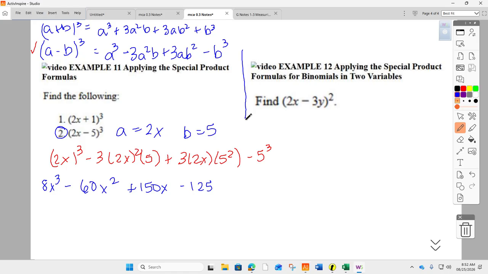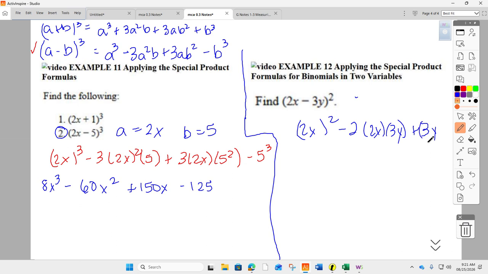And lastly, we're going to practice squaring a binomial that has 2 different variables in it. So different variables in first and second term. But the thing is, it's just the same, right? It's still going to be the first term squared, minus 2 times the product of the terms, plus the last term squared. So the first term squared, 2x. I'm going to put in a few more steps. Minus 2 times 2x times 3y, plus 3y squared. So that's the shortcut, right?